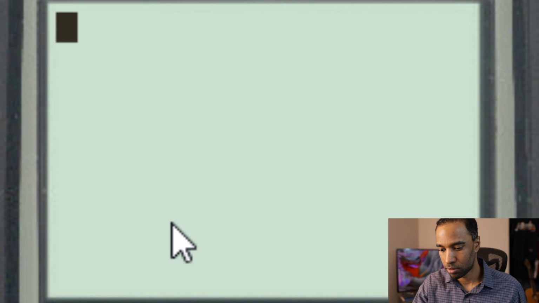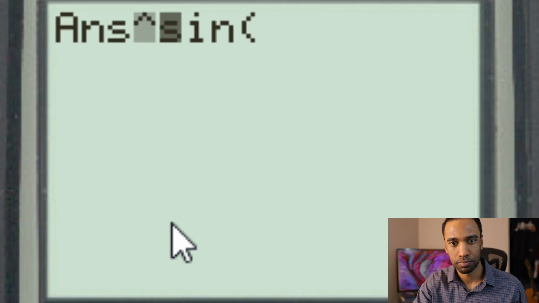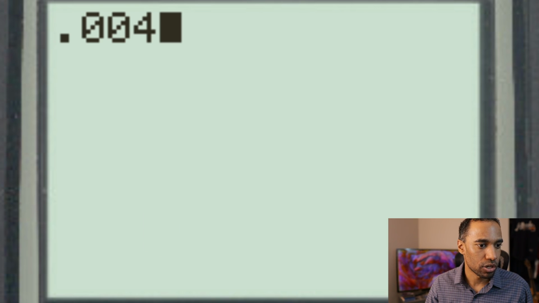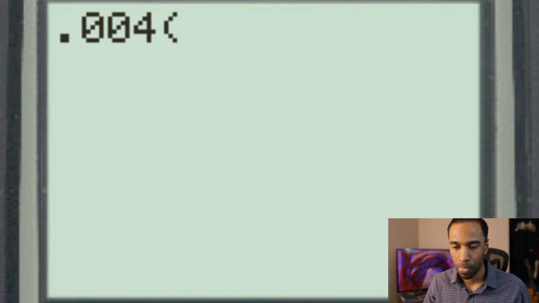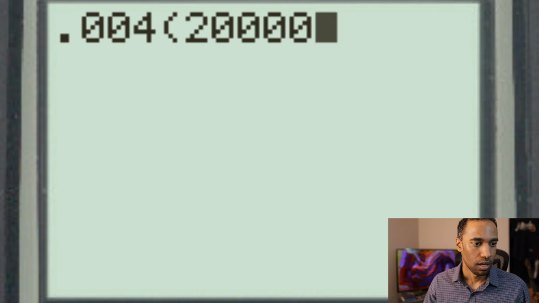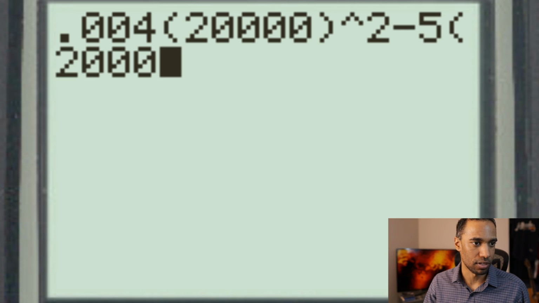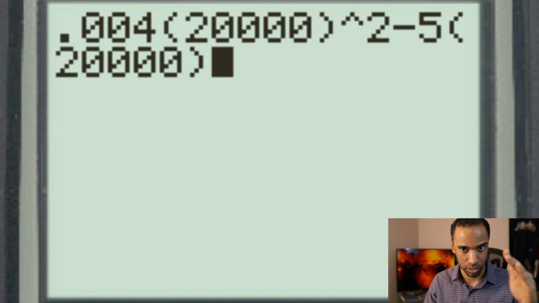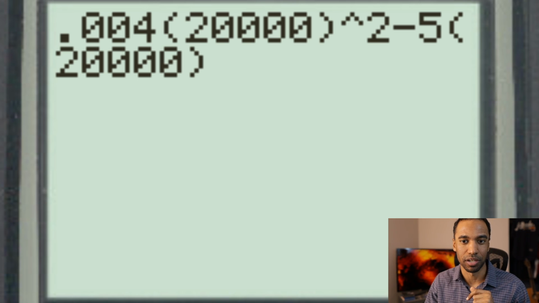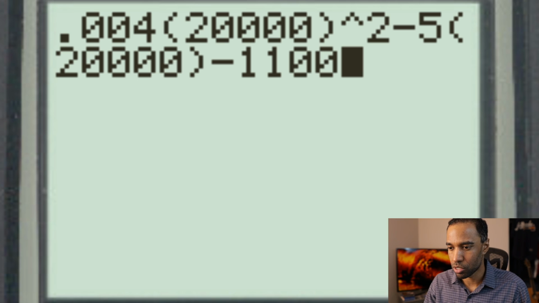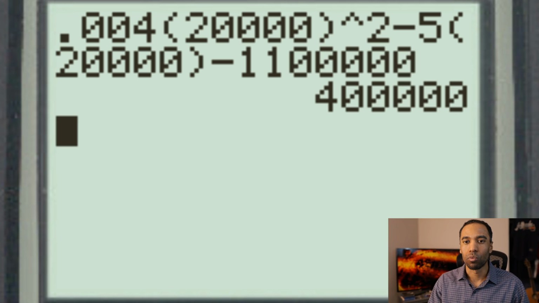So I'm going to do 0.004 times 20,000 squared, minus 5 times 20,000, minus 1,100,000. My calculator will do order of operations with this stuff. It's not going to do 2 minus 5 here. It's going to do minus 5 times 20,000, minus 1,100,000. Boom. All right, what is our profit, guys?